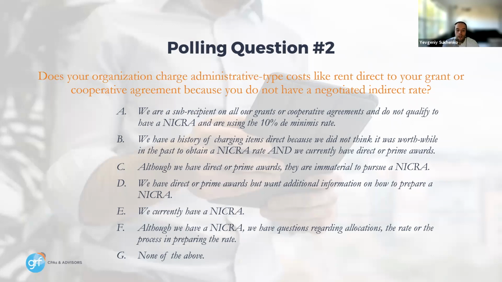Option B, we have a history of charging items direct because we did not think it was worthwhile in the past to obtain a NICRA, and we currently have direct or prime awards. Option C, although we have direct or prime awards, there are not material costs to pursue a NICRA. Option D, we have direct or prime awards, but we want additional information on how to prepare a NICRA. Option E, we currently have a NICRA. Option F, although we have a NICRA, we have questions regarding allocations, the rate, or the process in preparing the rate. And option G is none of the above.